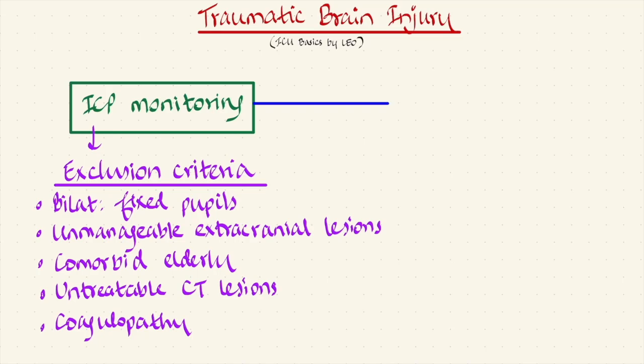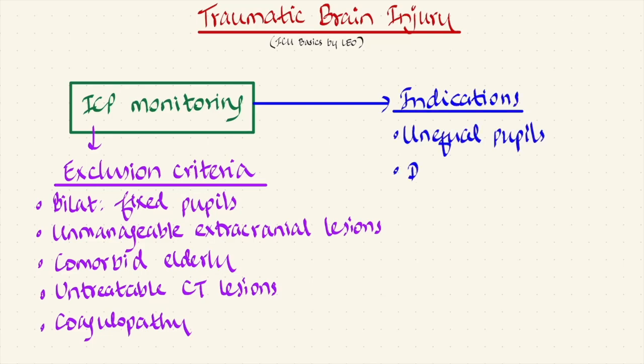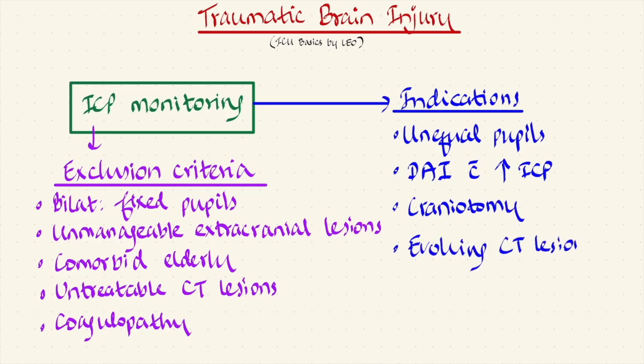When there is no contraindication, ICP monitoring is recommended in patients with unequal pupils, diffuse axonal injuries with risk of intracranial hypertension, ongoing primary decompression via craniotomy, and potentially evolving lesions on CT scan.